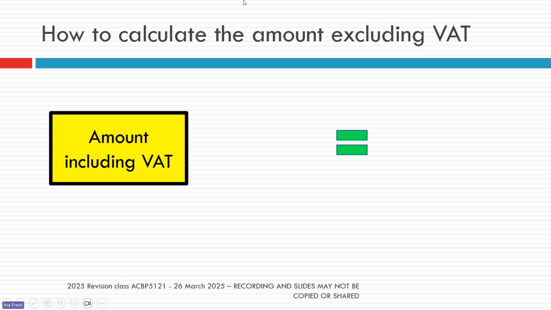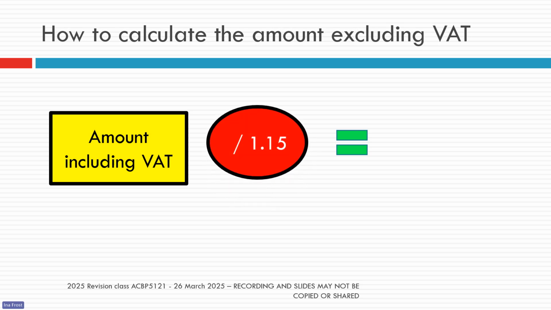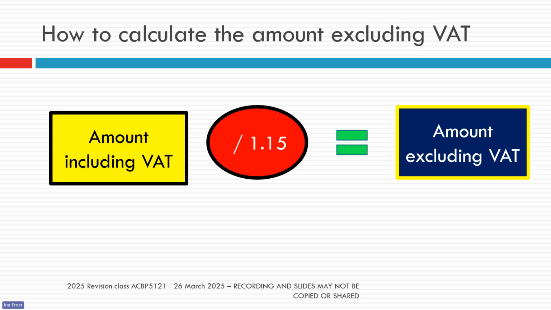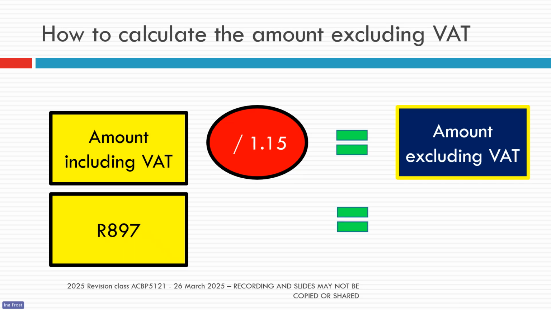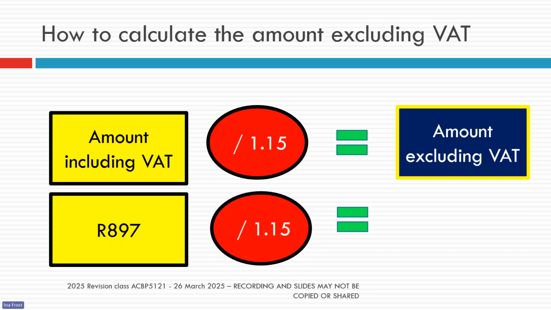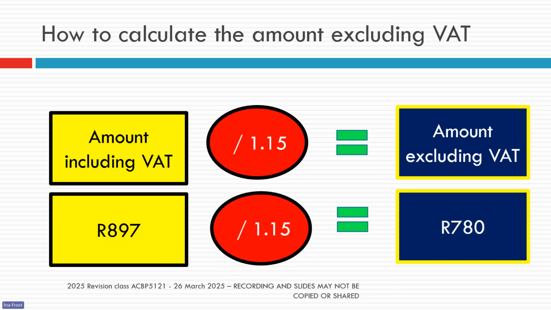Okay, so let's see if I agree with that calculation. If I'm giving you the amount including VAT, how will I get to the amount excluding VAT? I'm now going to divide by 1.15. So let's quickly see if that gives us the answer. And yes, spot on. Well done to the students who did post their answers and were able to get to the 780.